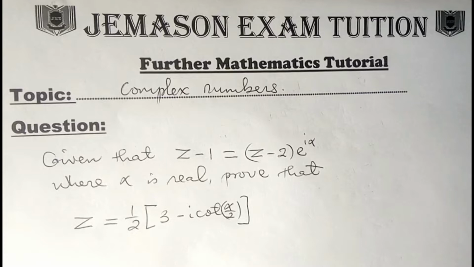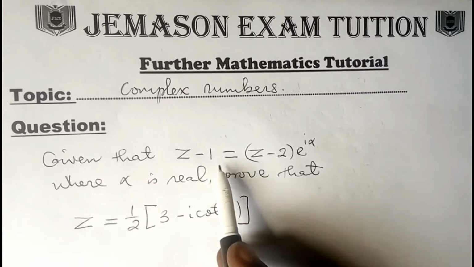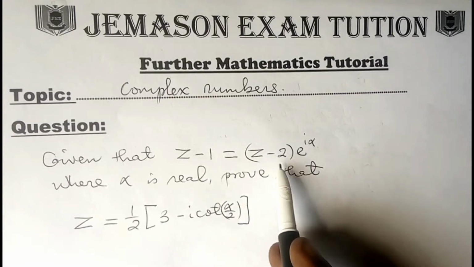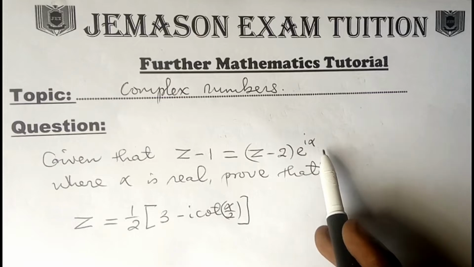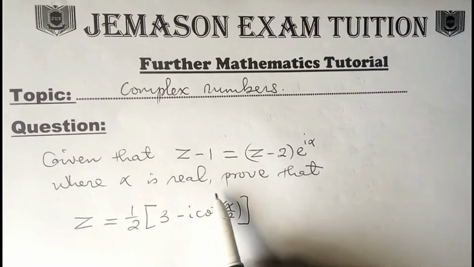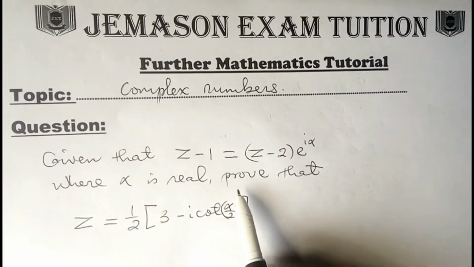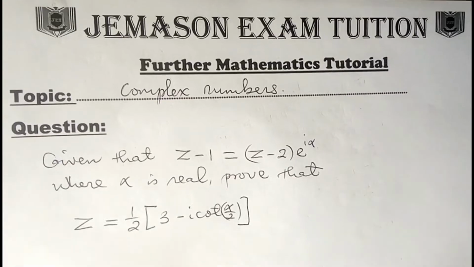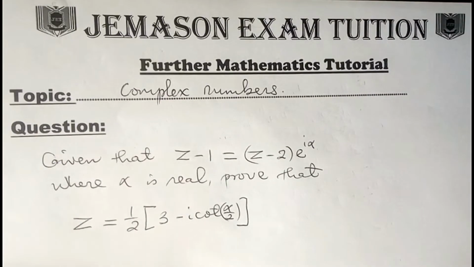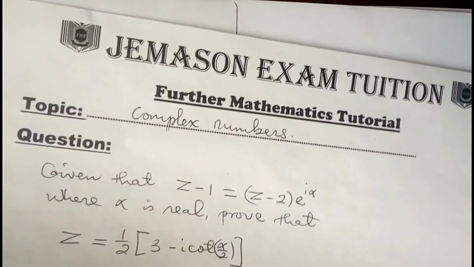In this session, we look at complex numbers. The question says, given that z minus 1 equals (z minus 2) times e to the i alpha, where alpha is a real number, prove that z equals half into (3 minus i cot alpha over 2). This is also a GCE question.